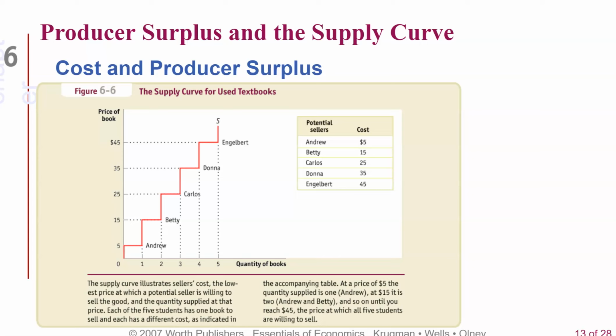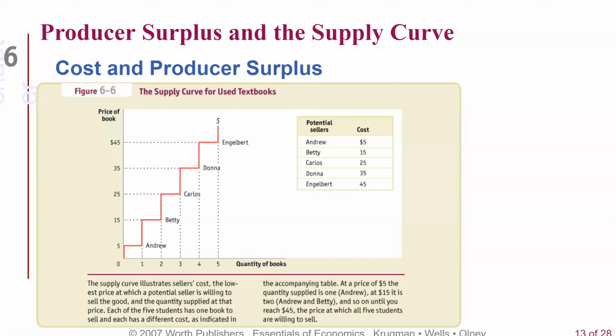Now, if we switch over to the idea of producer surplus, this is a willingness to sell. What are they willing to sell it for? They may not have to sell it for that price, but what are they willing to sell it for? This is the producer surplus. And the individual surplus, as we see here, is what Andrew, Betty, Carlos, Donna, and Engelbert are willing to sell their book for. In this case, Andrew's willing to sell it for $5. He is going to love to meet Alicia, who's willing to pay $59.